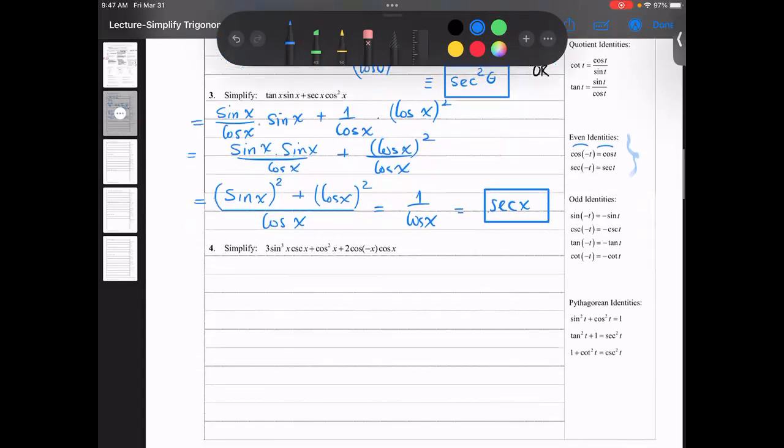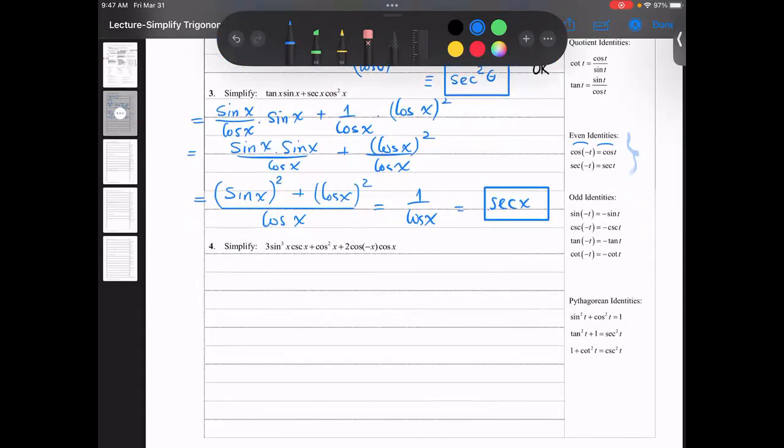Most of you got the first step right, but you have to understand what you write. That's why you're stuck on the next step, you don't understand what you wrote. Now 3 sine cube x. I like to rewrite it as 3 sine x times sine x squared. It's the equivalent thing, it's the same thing. Cosecant x is 1 over sine x.